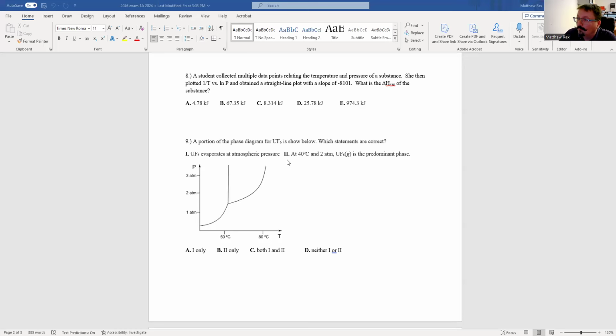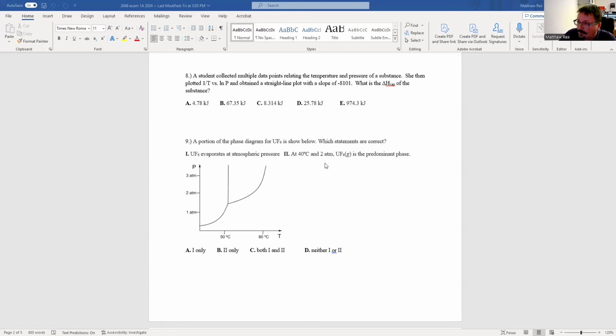All right. A portion of the phase diagram for uranium hexafluoride is shown below. Which statements are correct? So the first one says that UF6 evaporates at atmospheric pressure. Well, atmospheric pressure is 1 atmosphere. So if I follow that out, if we start at a low temperature and go to high or vice versa, we're going to see that we start as a solid, but the line doesn't interface with the liquid portion. It interfaces with the gas. So at atmospheric pressure, it's not going to evaporate.